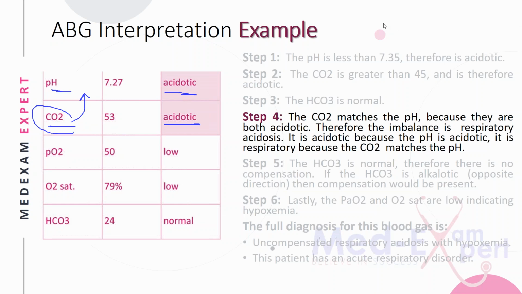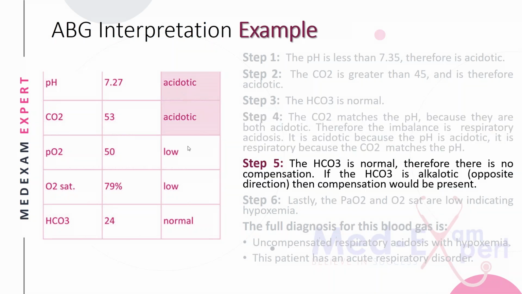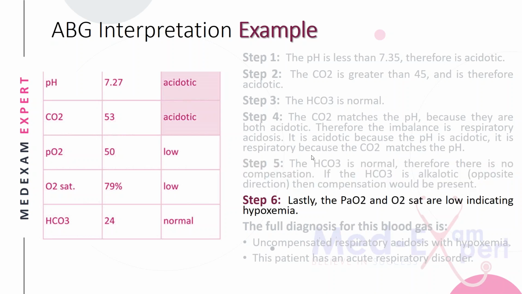Now we will check the other arm again. We have mentioned that bicarb is normal, so there is no kind of compensation here. The bicarb level is normal, and the body didn't start to compensate for this respiratory acidosis, as the bicarb is still in the normal range. And at the last step, I'm going to check the partial pressure of the oxygen and the O2 saturation, which are low, both are low.